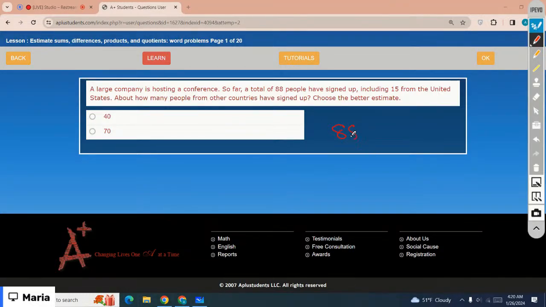Basically, you have to do 88 minus 15, right? You have to round them to the nearest 10. 88 is rounded off to 90 and 15 is rounded off to 20. So the estimated answer is 70. About 70 people are from other countries. Got it? The correct option is 70.